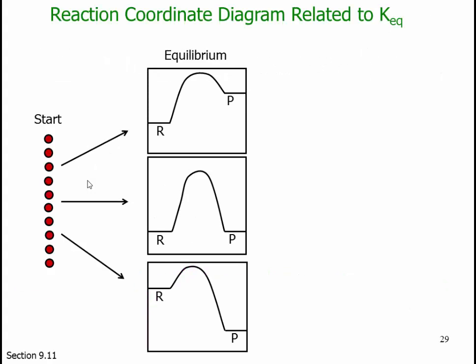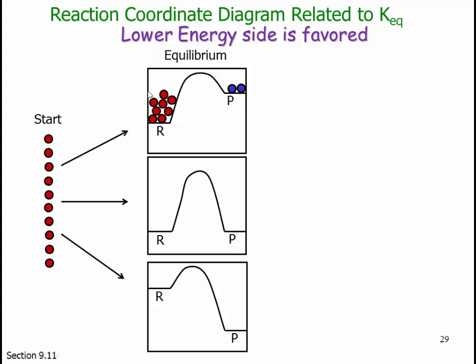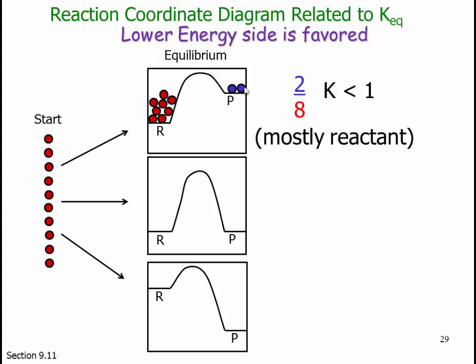So to summarize this, here are the 3 different types of reaction coordinate diagrams. We can either go uphill from reactant to product, have the same energy, or go downhill from reactant to product. And if we think of having 10 molecules in the reaction and recognize that the lower energy side is preferred, for the first diagram, we might wind up with more reactant than product. So the equilibrium constant for that kind of diagram will be less than 1 and favor reactant.